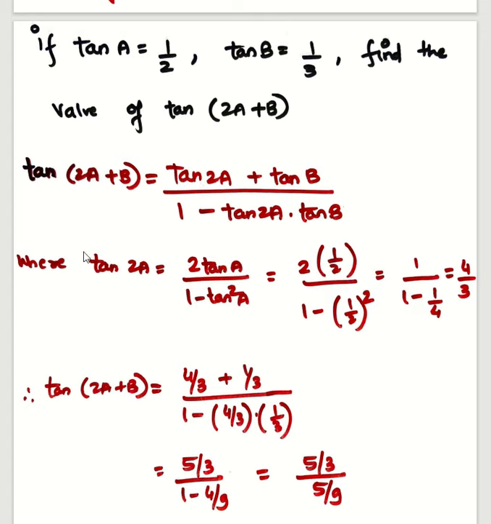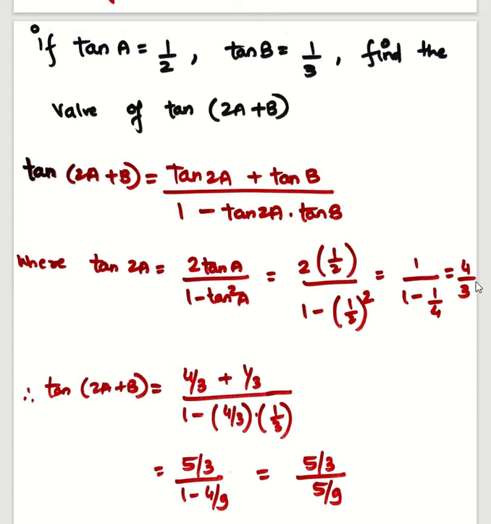So first of all, separately we are going to find the answer for tan of 2a. So the formula is what? 2 tan a upon 1 minus tan square a. Wherever tan a is there, you have to replace tan a with 1 upon 2. And here you will get the answer for tan of 2a.